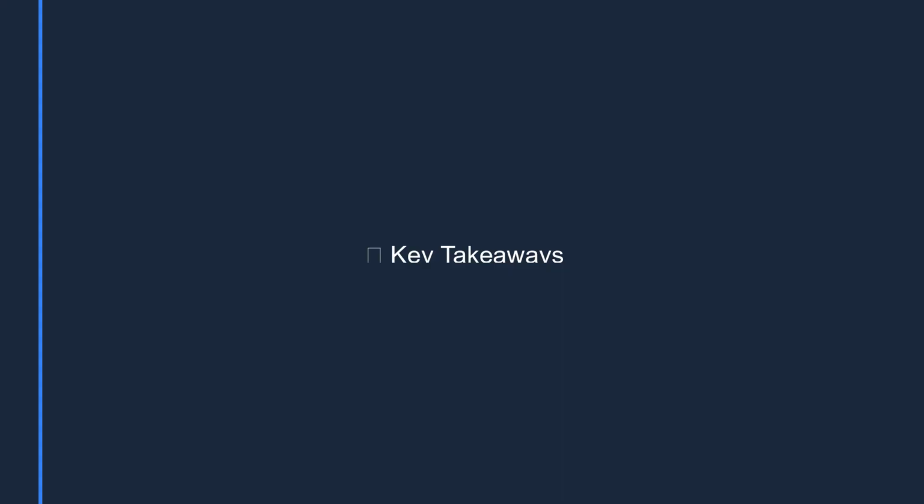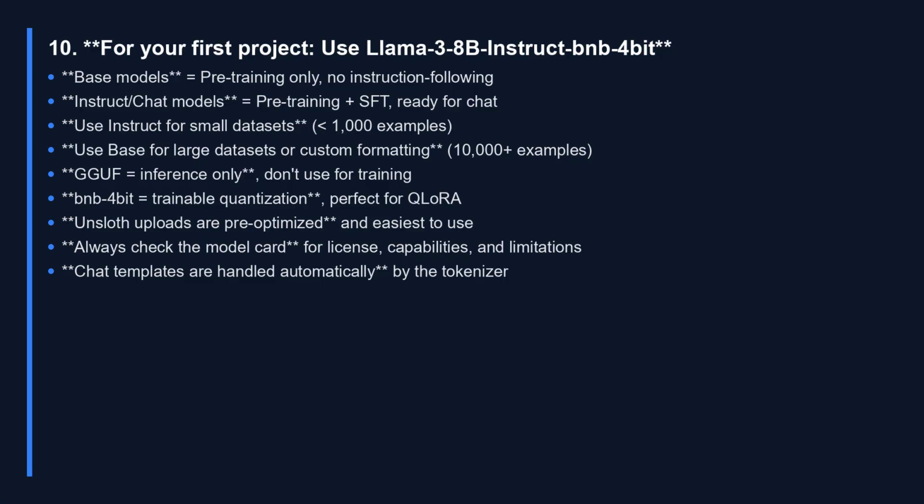moment we need it. Key takeaways: 10 things to carry forward from this lesson. Base models completed pre-training only and cannot follow instructions. Instruct and chat models completed pre-training plus supervised fine-tuning and are ready for conversation. Use an instruct model when your dataset is under 1,000 examples. Use a base model when you have 10,000 or more examples or when you need custom chat formatting.